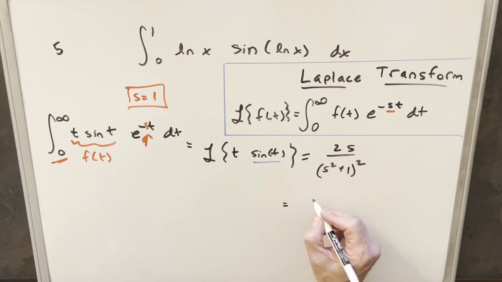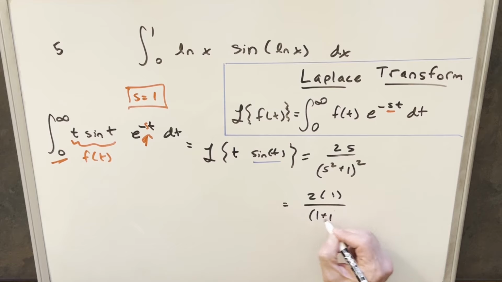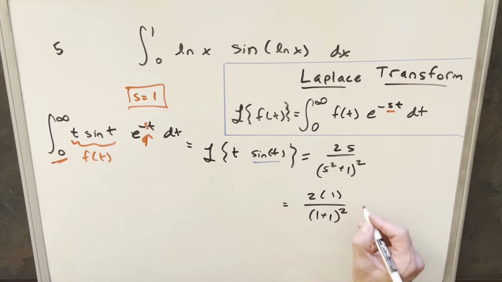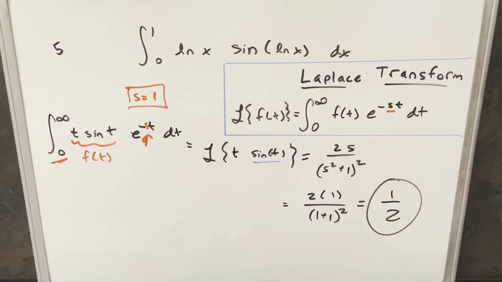We'll plug in 1. We're going to have 2 times 1 in the numerator. And then here we're going to have 1 squared plus 1 all squared. This is going to give me just 2 over 4 or 1 over 2. And thankfully, that's the same solution we found in the other video.